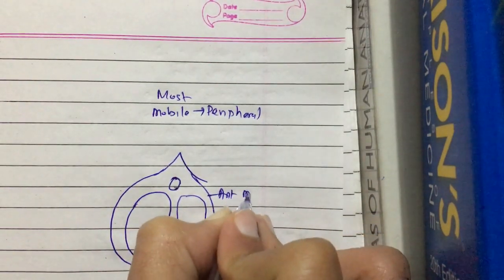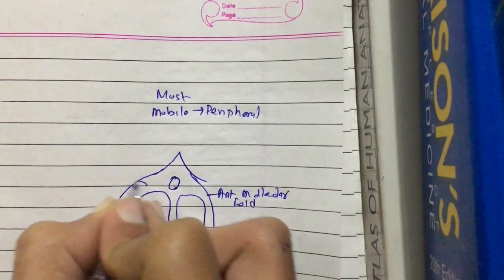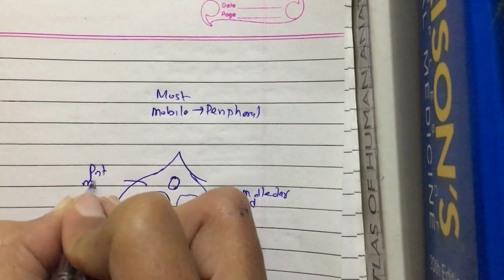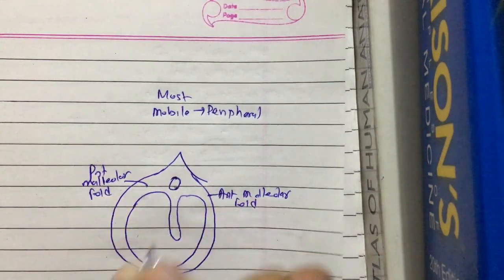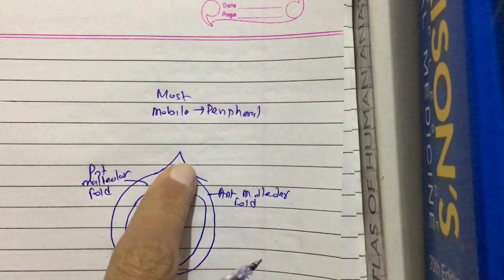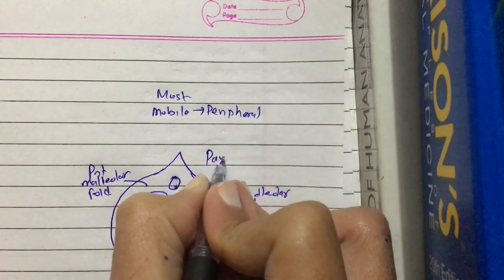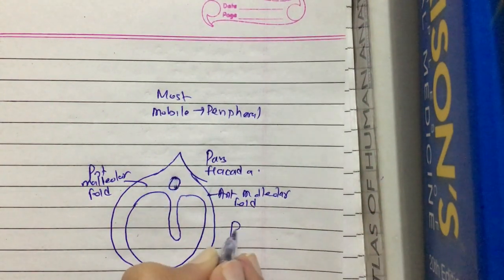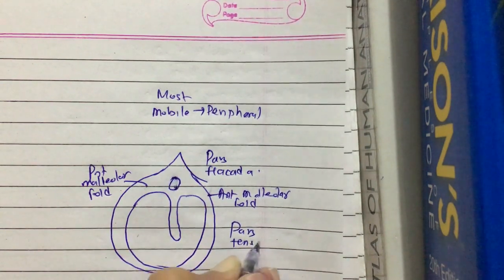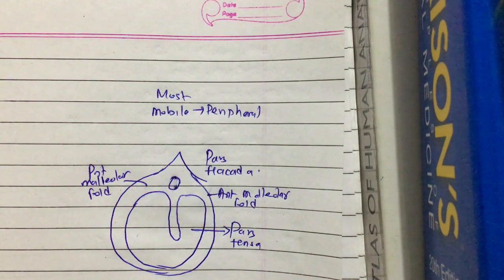This is the anterior malleolar fold, and this is the posterior malleolar fold. The malleolar fold separates the pars flaccida, which is flaccid, from the pars tensa, which is tense. What is the importance of pars flaccida?